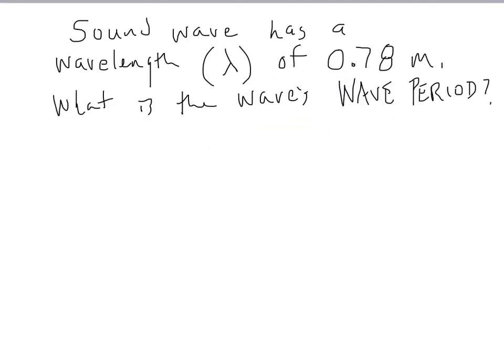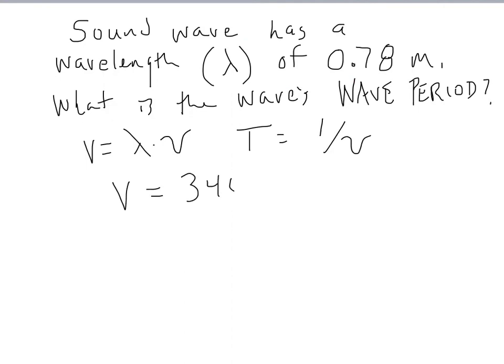So here's the last practice problem. A sound wave has a wavelength, lambda, of 0.78 meters. Find the wave period for this sound wave. And remember that V equals lambda nu, and that T equals 1 over nu, and also that the speed of sound is 340.3 meters per second in air.